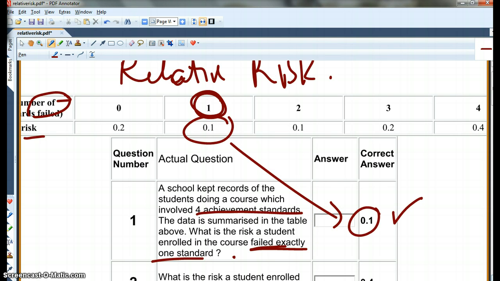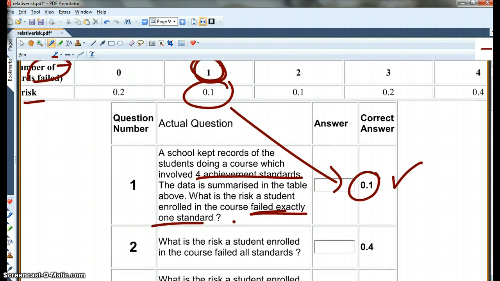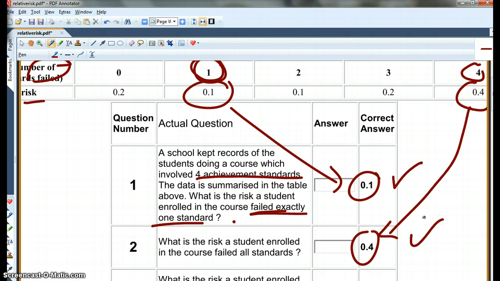Nice. So the next one. What is the risk that a student enrolled in the course failed all 4 standards? So number of standards failed 4 is here, and the risk is 0.4. So that's where that comes from. Correct.